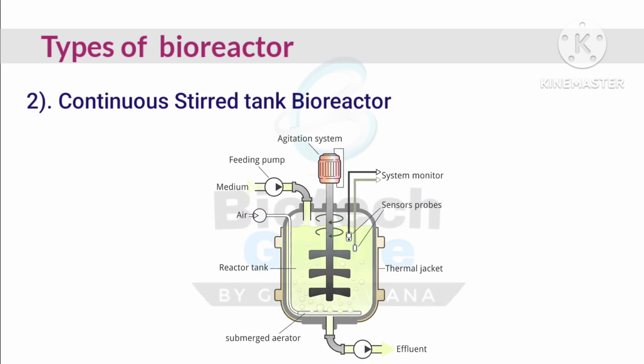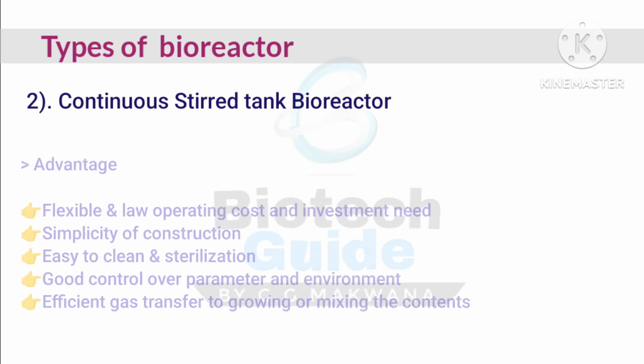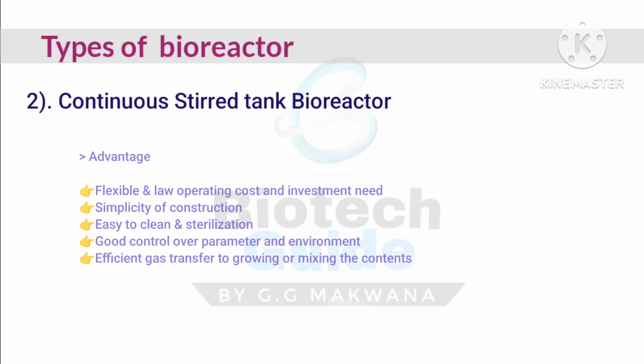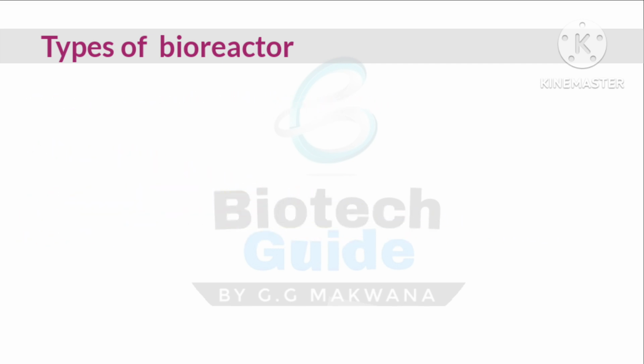So here you can see in the diagram the ideal fermenter, which is also considered a continuous stirred tank bioreactor. Advantages: flexible, low operating cost and investment need, simplicity of construction, easy to clean and sterilize, good control over parameters and environment, and efficient gas transfer to growing or mixing the contents. Disadvantages: the need for shaft seals and bearings, foaming is often a problem, and power consumption is more due to the mechanical pressure pumps. So these are the advantages and disadvantages of a continuous stirred tank bioreactor.